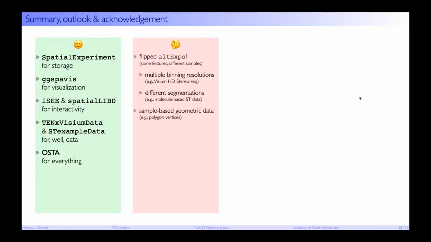Secondly, it's often come up in discussions how to store geometric data, such as polygon vertices or graphs for our samples. Of course, there's workarounds for both of these issues, but it would be nice to come up with an elegant and streamlined way of dealing with this. There's room for ST-specific iSEE modules, which I hope are also coming soon. And first and foremost, there's very little to none BioC-based analysis package for spatial data.